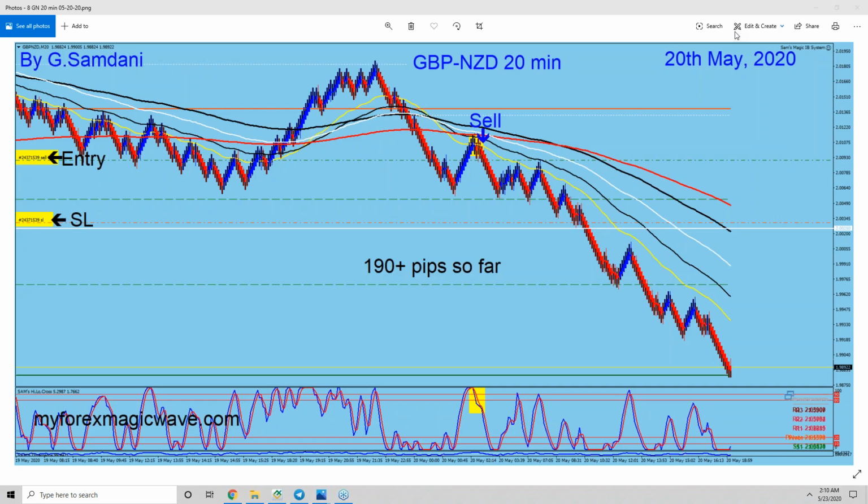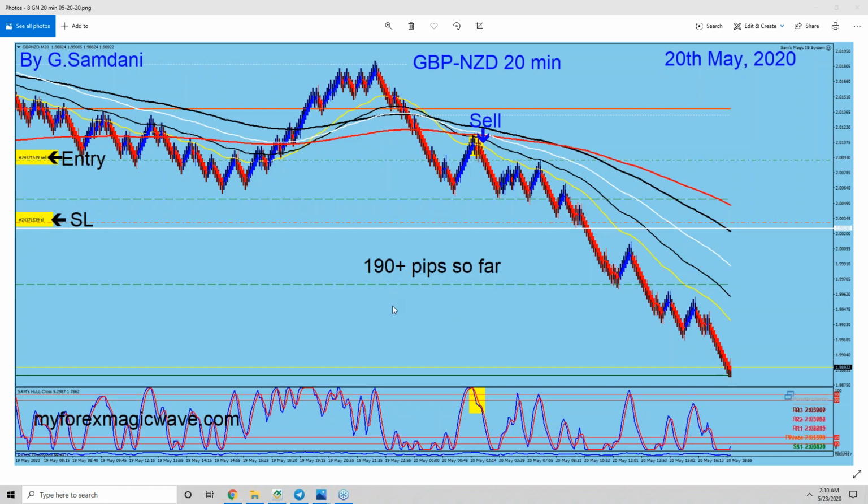Now, this is a trade. I took it on the 20th, I think Wednesday, Thursday, Friday, yeah, Wednesday. Pound Uzi, right? And this is off of my 20-minute chart, and here's the entry. This is the setup, and this is the entry here. So sell entry, you can see SL move here, and price went down all the way here for 190 pip.